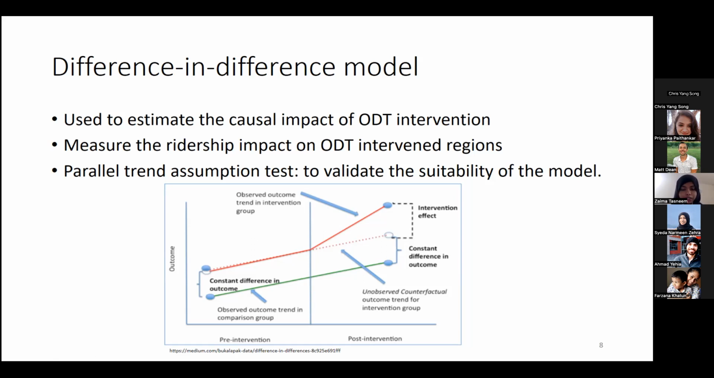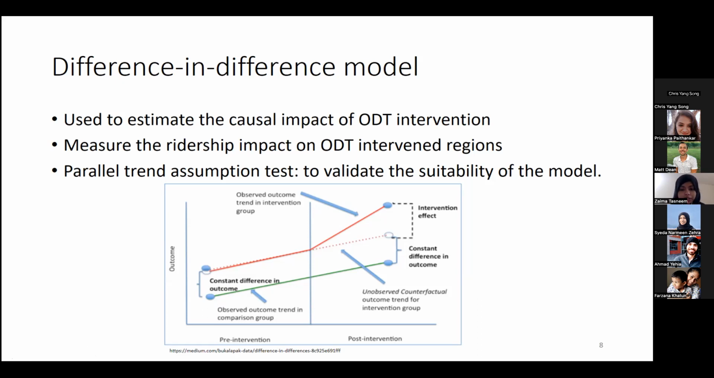And we have 2 groups, a control group and a treatment group. The control group means all the transit stops that did not implement the on-demand service. And the treatment group means the transit stops that actually implemented the on-demand service. So before the ODT service was employed, the control and the treatment group are supposed to follow a particular trend. It is supposed to follow a particular parallel line.